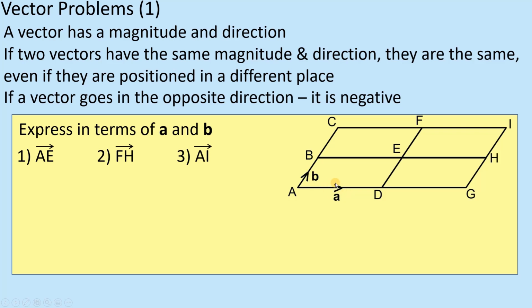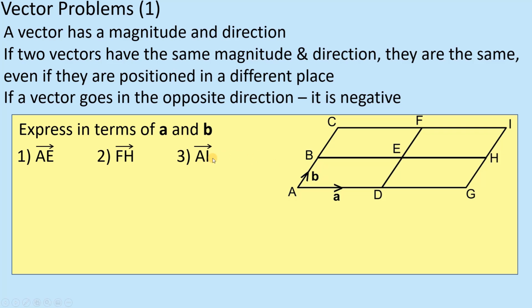Just before I begin, if this bit here is A, then this bit here is A. If this bit here is B, then this bit here is B. And that's B, that's B, that's B, that's B, that's A, that's A. All the little horizontal parts are A, and all the diagonal upwards are B's.